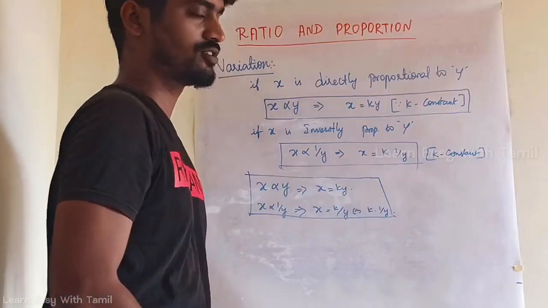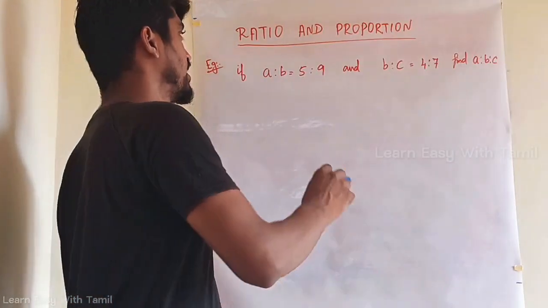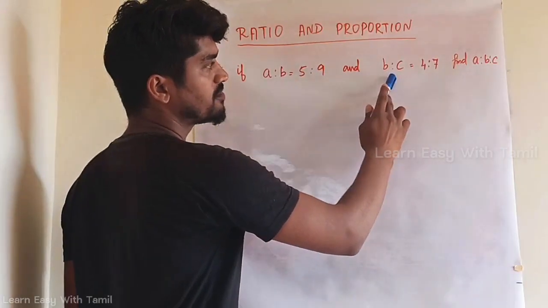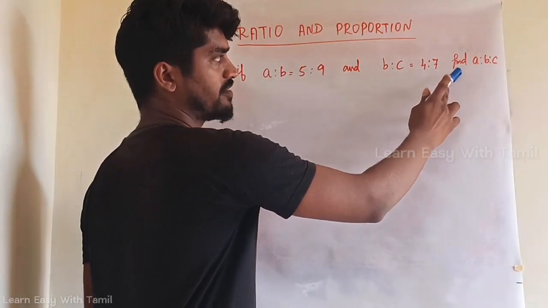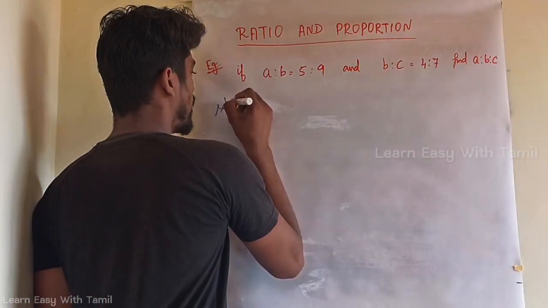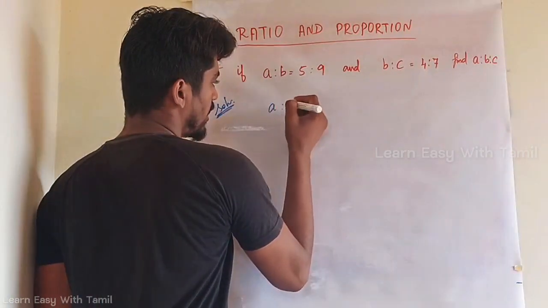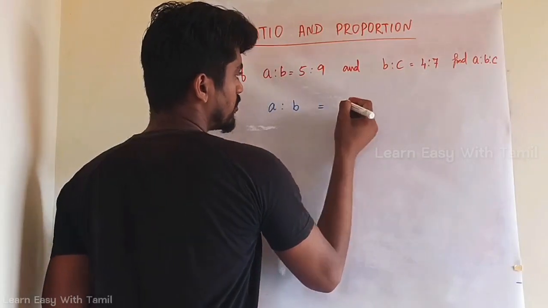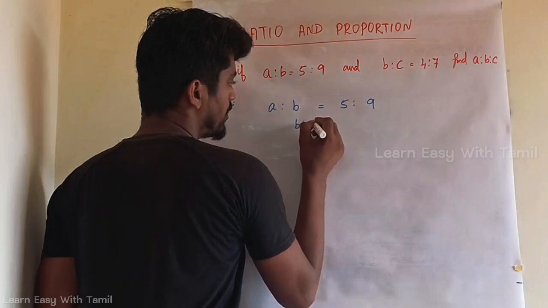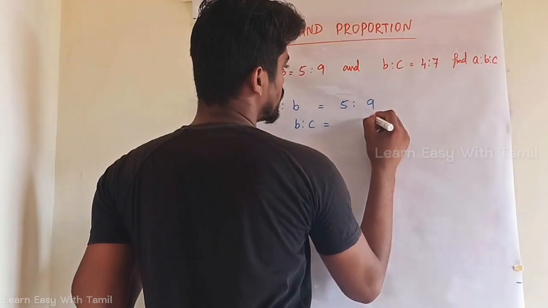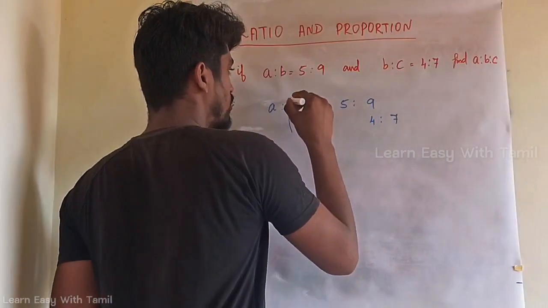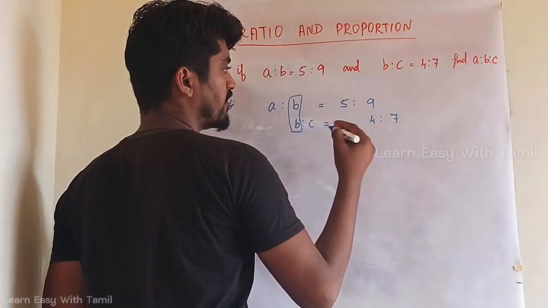This is the variation. We can see it with an example. The given values are: if A is to B is equal to 5 is to 9 and B is to C is equal to 4 is to 7, find the A is to B is to C value, where the given A is to B is 5 is to 9 and B is to C is 4 is to 7. Here two B values are given.